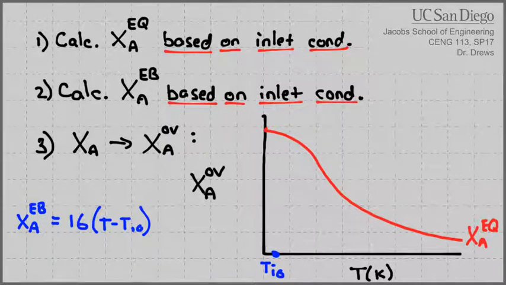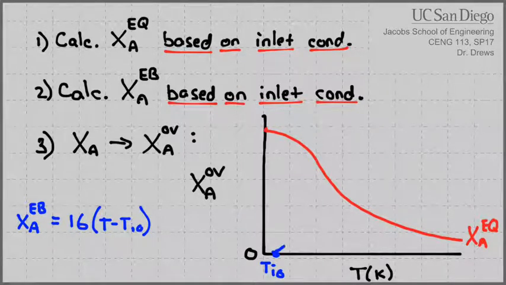We're going to do exactly the same thing that we would have done for a single reactor, and we're going to plot XAEB is equal to 16 times T minus Ti naught. We're going to figure out where that intersects our equilibrium curve. So we have a line here that has a slope of 16 and an x value of Ti naught, x being the x-axis. So temperature of Ti naught. What is the corresponding conversion down there at that blue dot? 0, right? We're talking about what has not entered the reactor yet. So our conversion down here is 0.